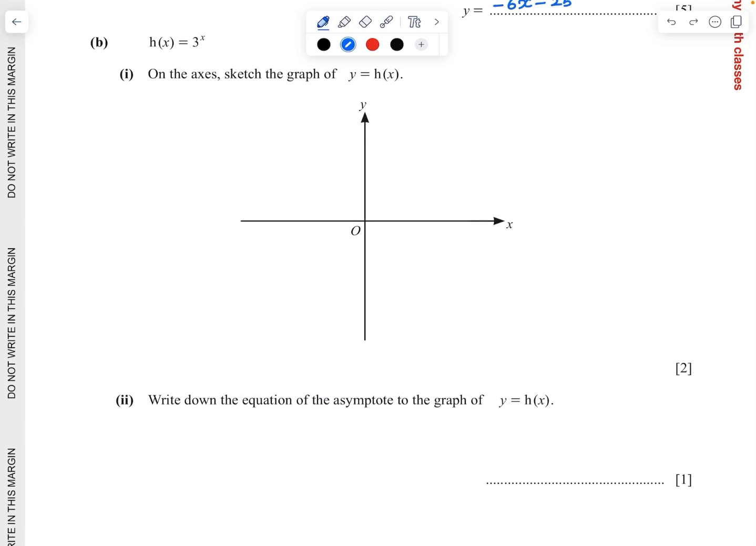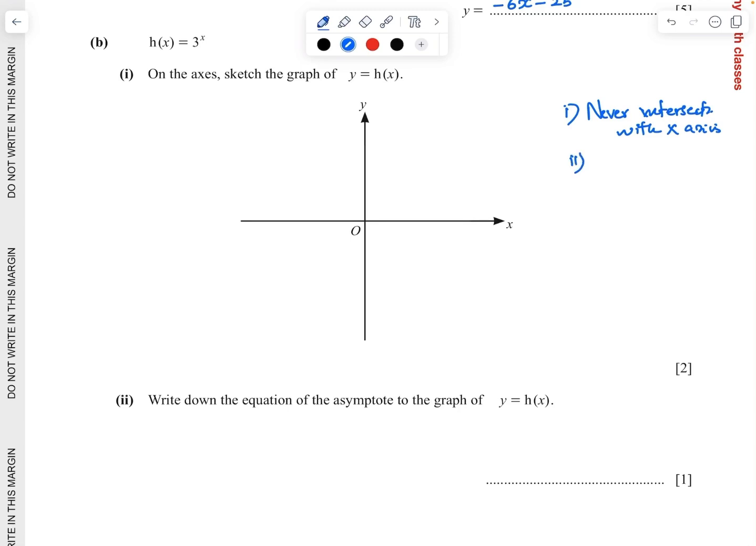Subdivision B. h of x is equal to 3 power x. Now this is an exponential function. The first question is asking us to sketch the graph of this 3 power x. So certain key points before we sketch the exponential function. Point 1, it never intersects with the x-axis. Point number 2.